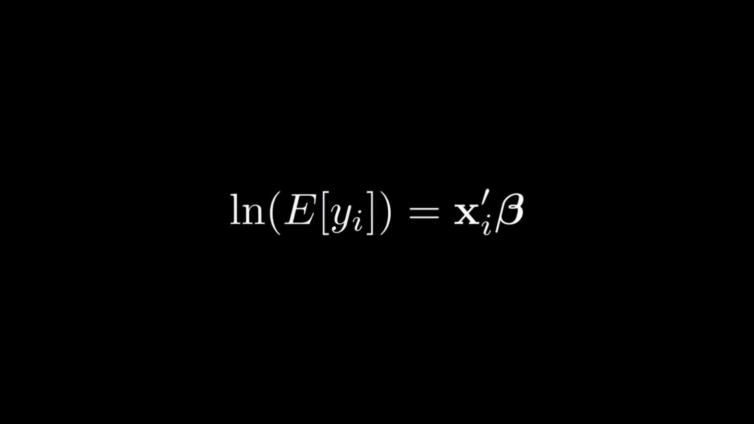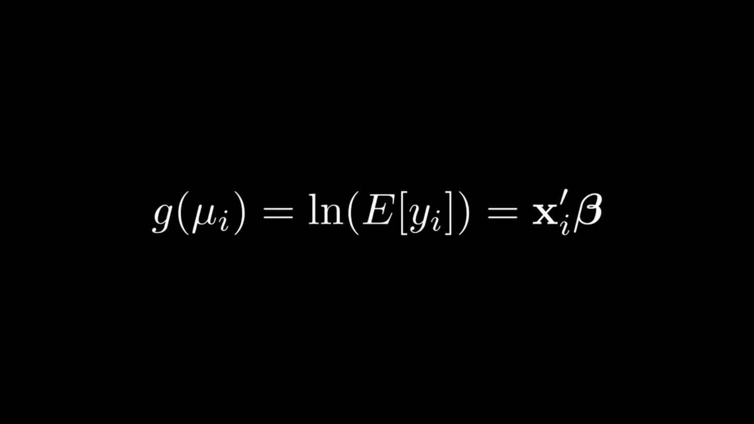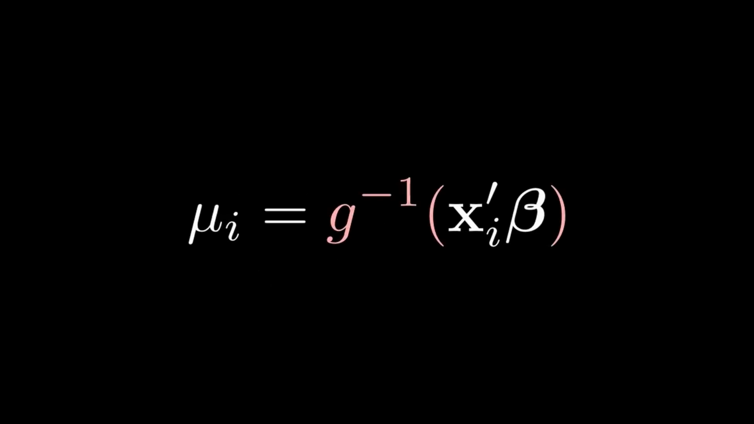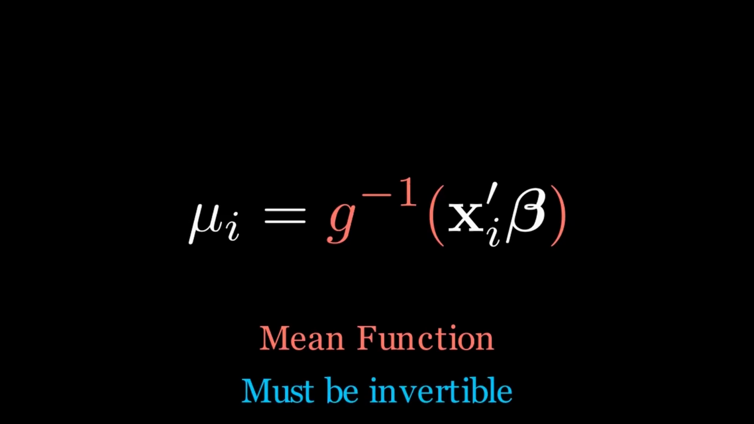However, with GLMs, we do not transform the response variable. Instead, we use a link function to transform the mean of the response variable. This allows us to always get back to the true mean using the inverse link function. This inverse function is known as the mean function. One of the requirements of a link function is that it must be invertible so that we can always calculate the mean response from the linear predictor.